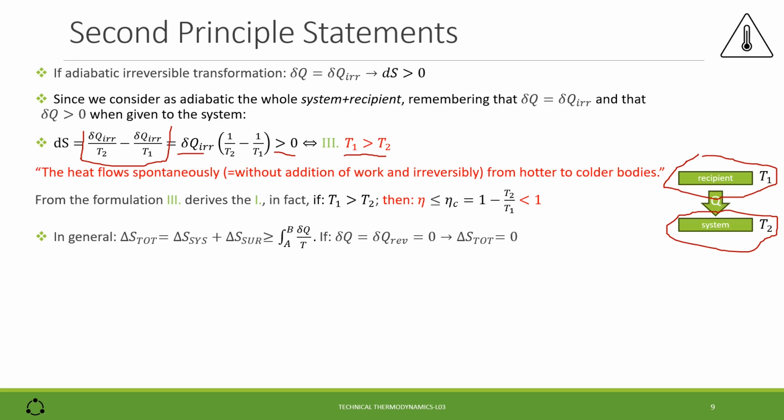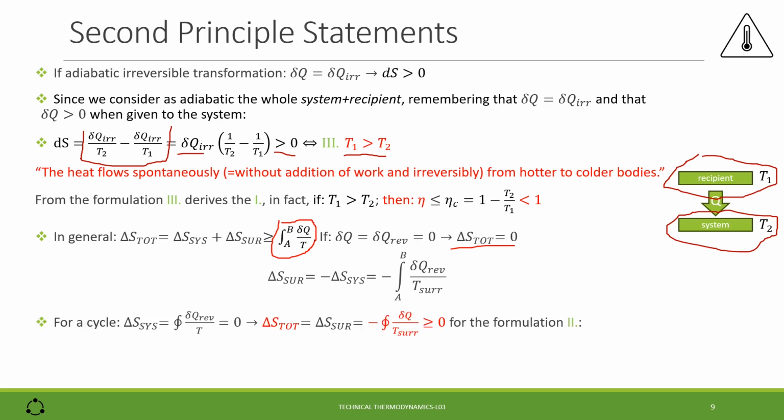In general, the delta S of the whole system plus surroundings or recipient is greater or equal to the Clausius integral, as we have seen before. But if the transformation is adiabatic and reversible, here we have the equal sign and the total delta S is 0. The delta S of the surrounding and the delta S of the system are opposite and are equal to the negative integral from A to B of dq reversible over temperature of the surrounding.